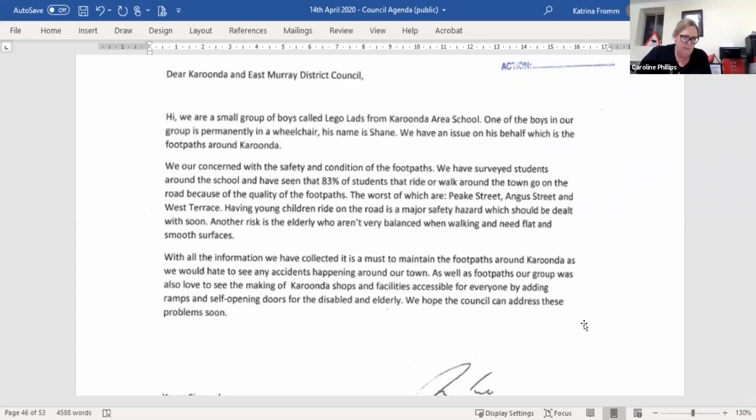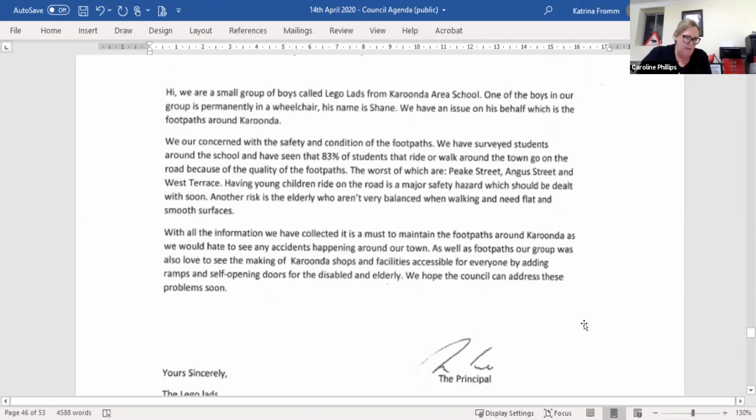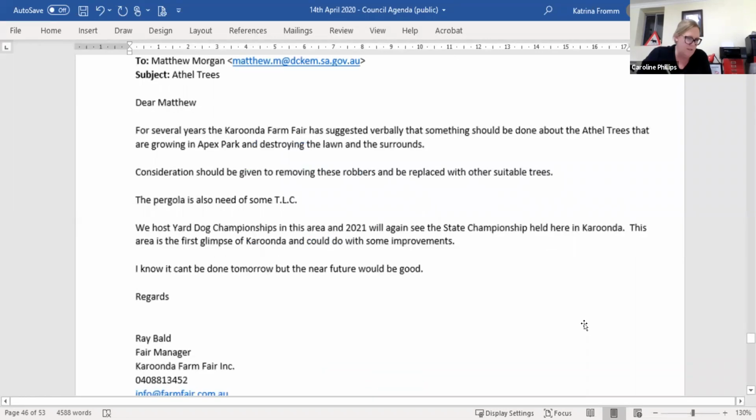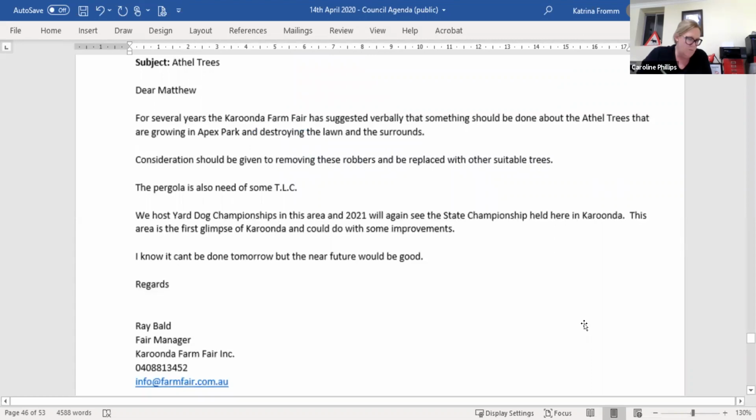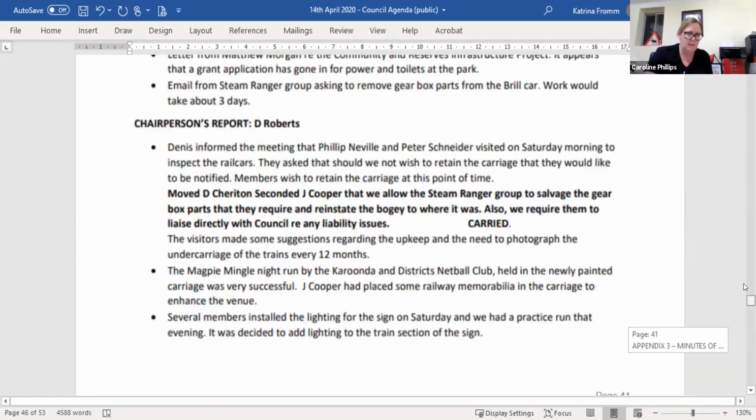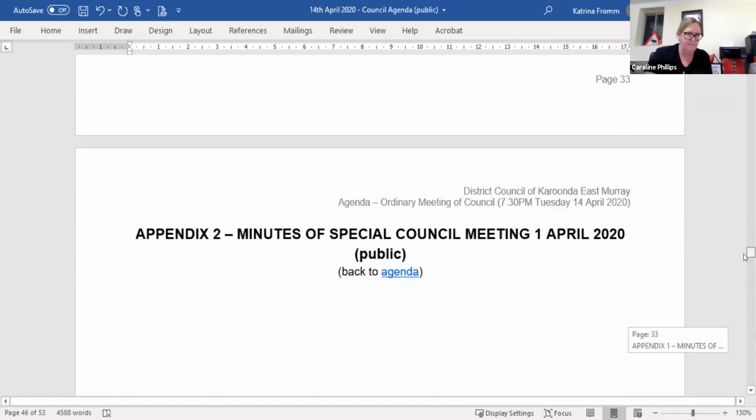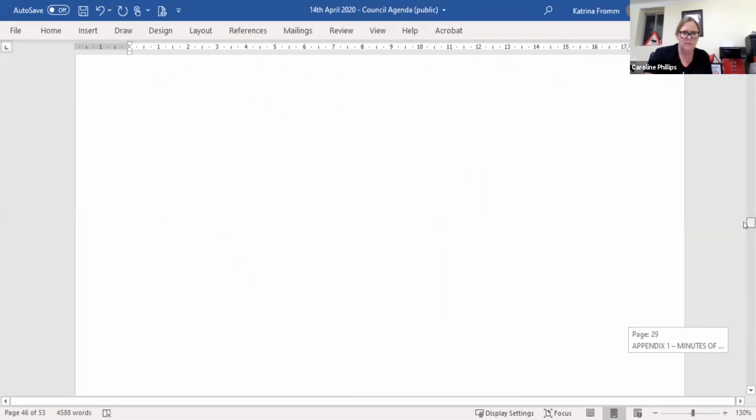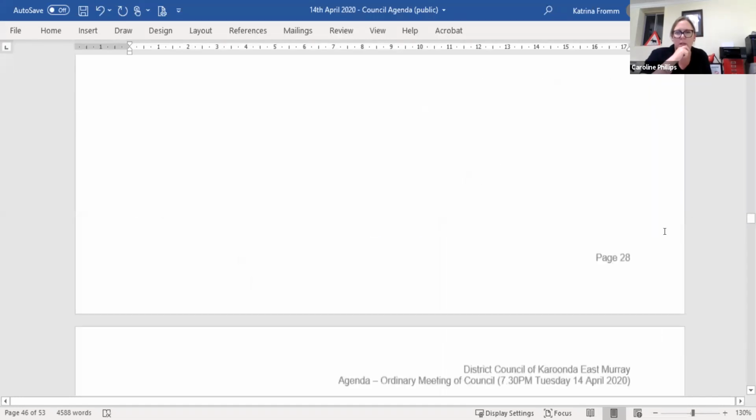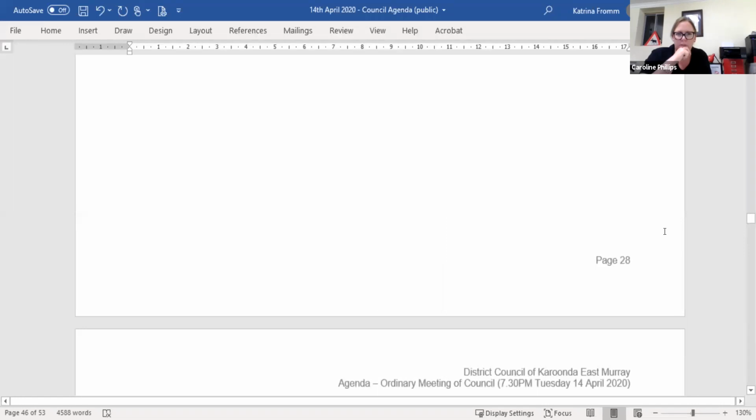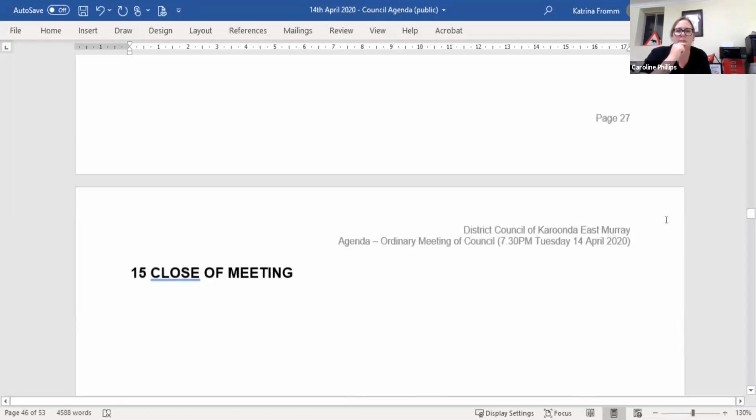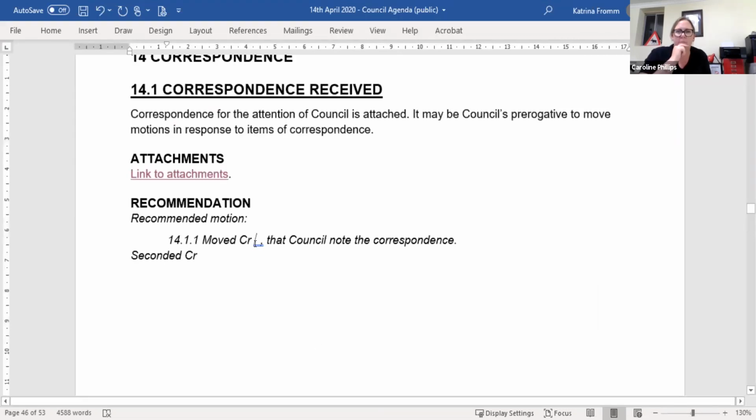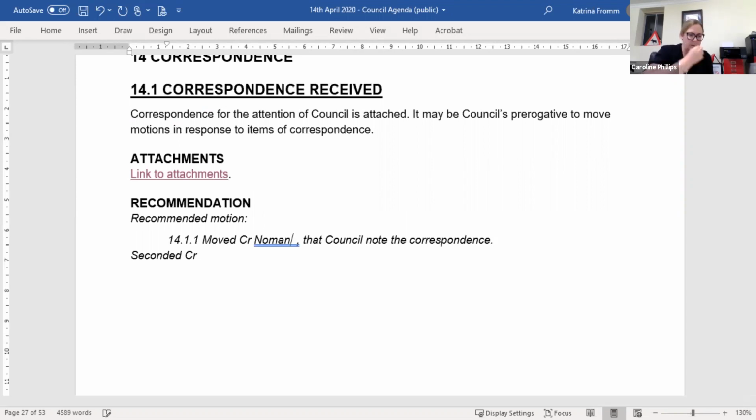Thank you. Just to clarify there, the Farm Fair letter was relating to the trees at Apex Park, not Pioneer Park. I've also got some noting there with regard to the pergola. So assuming there are no other questions on that correspondence, can I ask that someone moves that the correspondence is received? Councillor Norman, seconded by Councillor Zetto. Is that you waving? Yes. Did you get that, Katrina? Norman and Zetto. All those in favour? Carried. Thank you.